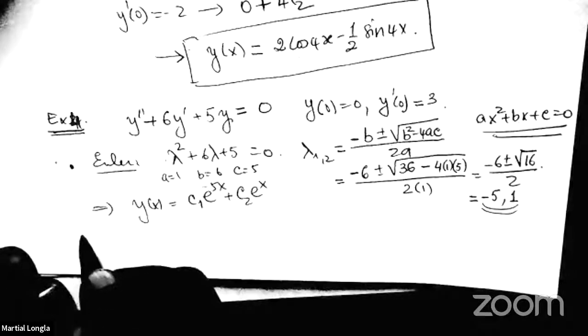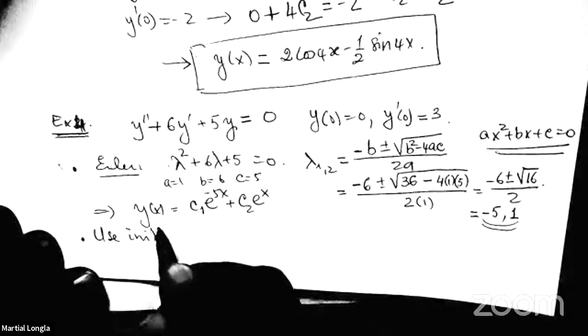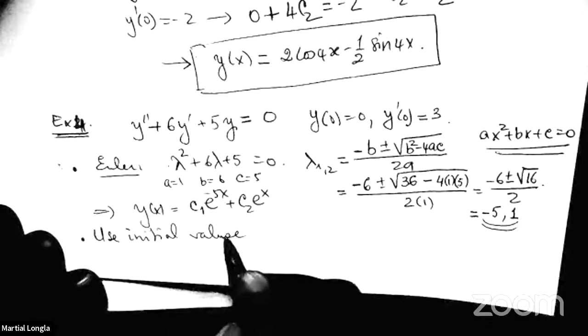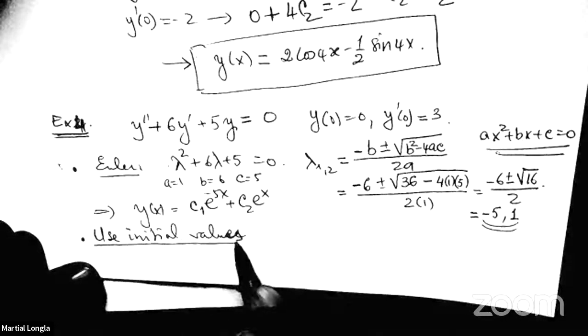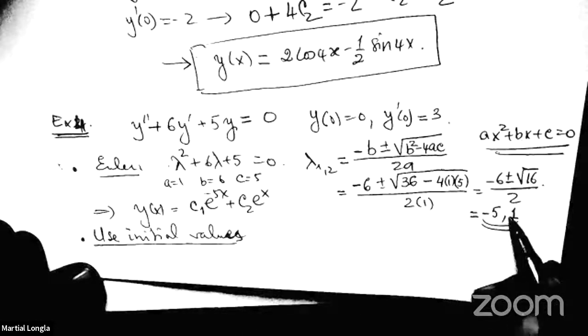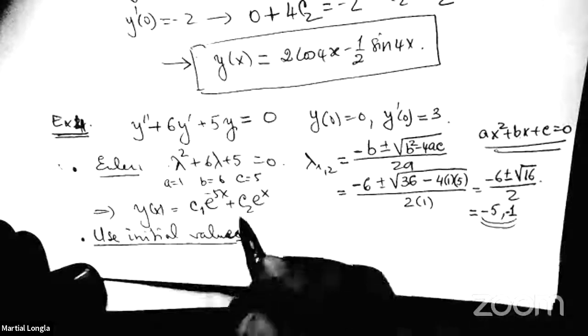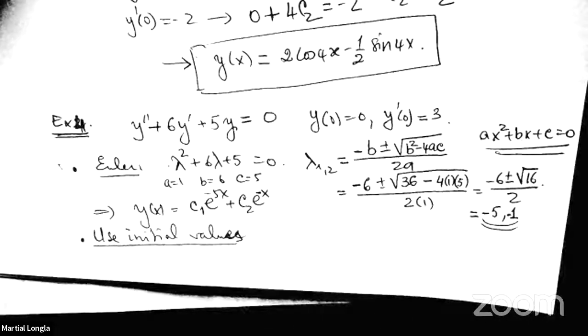And now you use initial values. Wouldn't it be -1? Oh yeah, sure. Thank you. Because you got -2 over 2, that's -1. Okay.